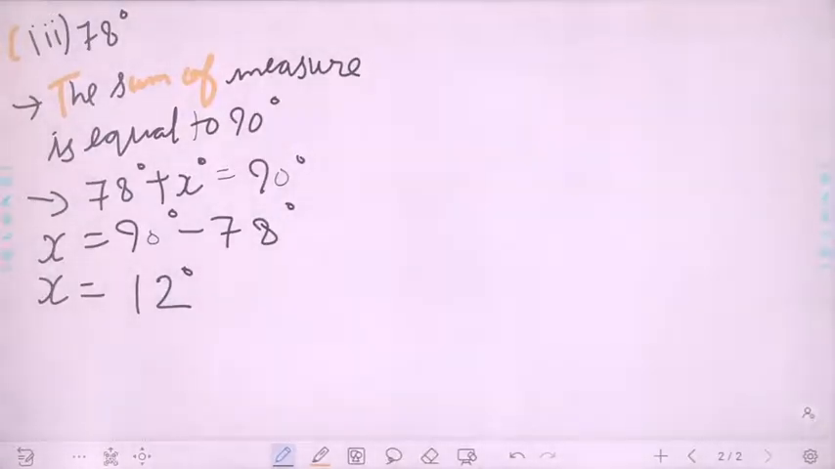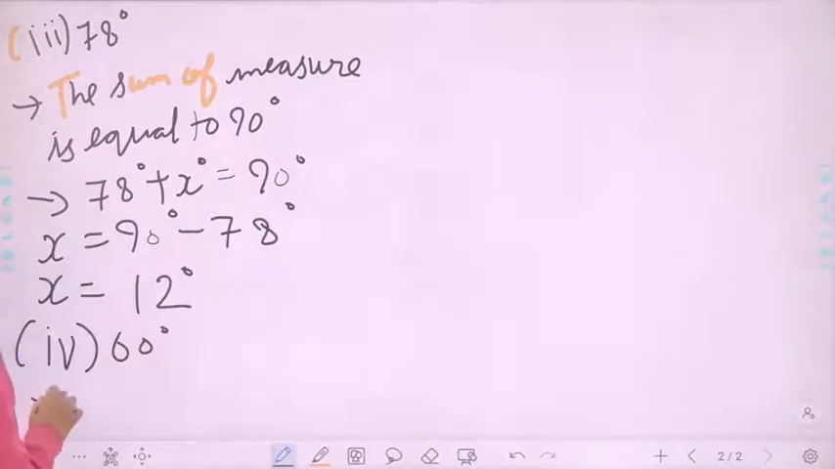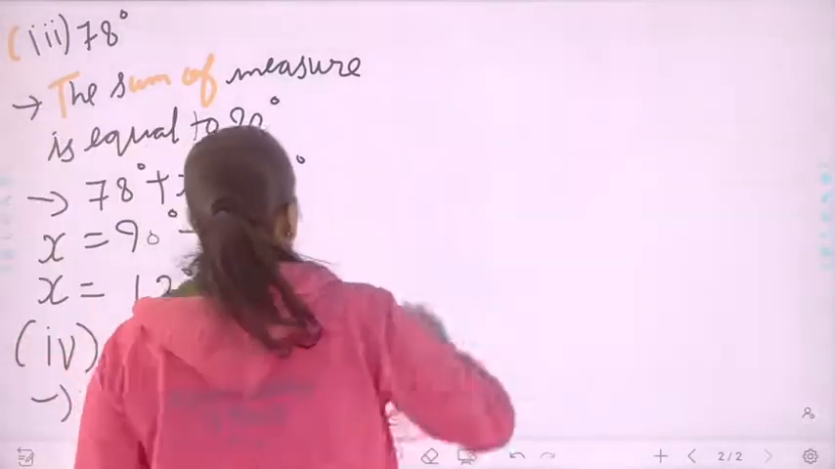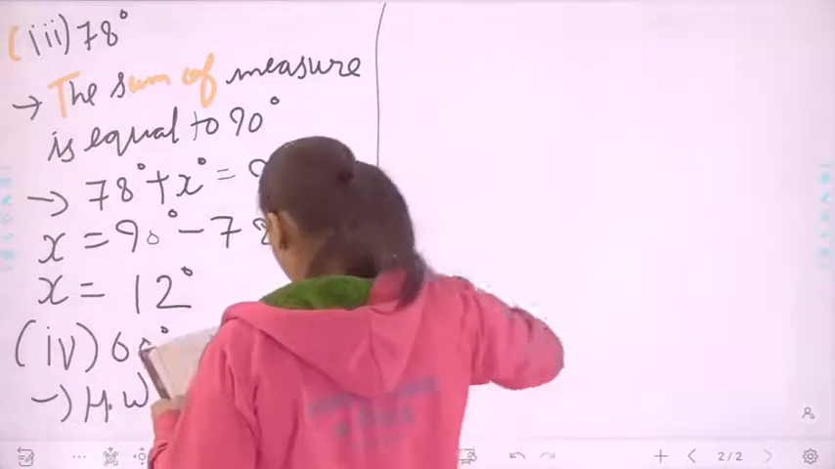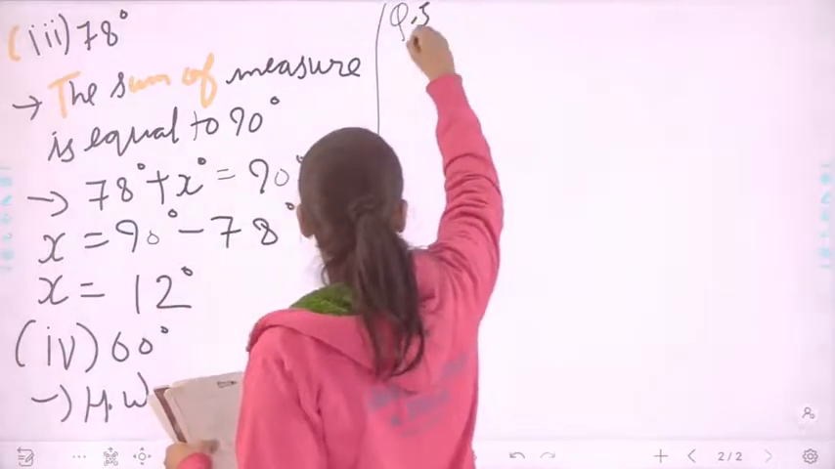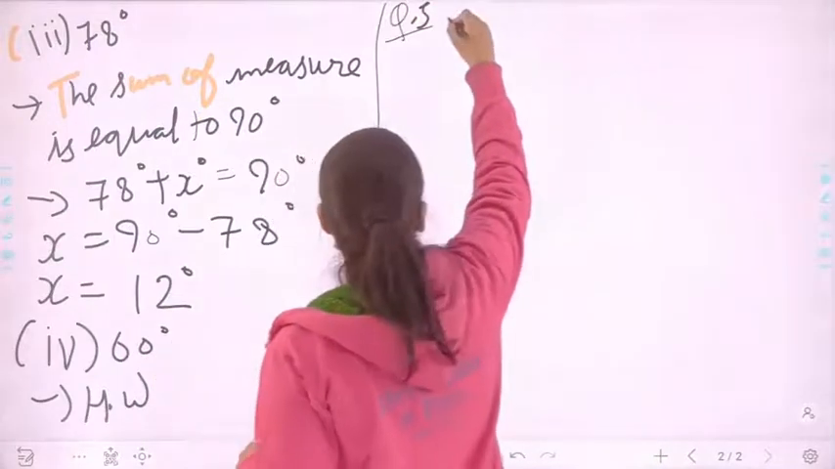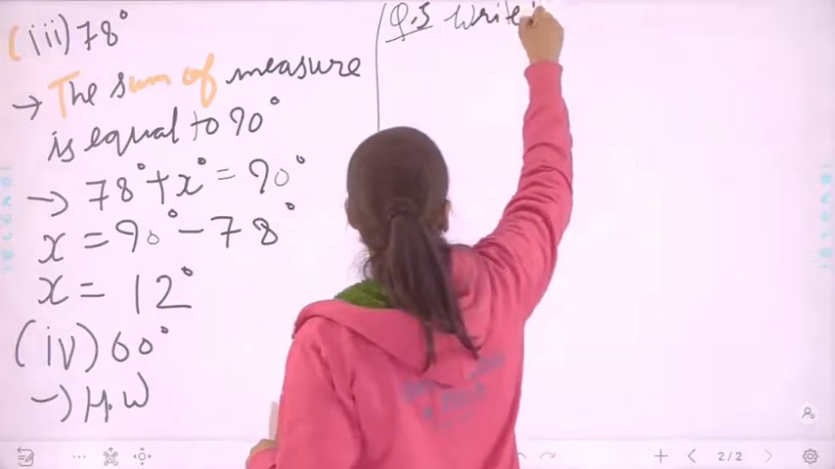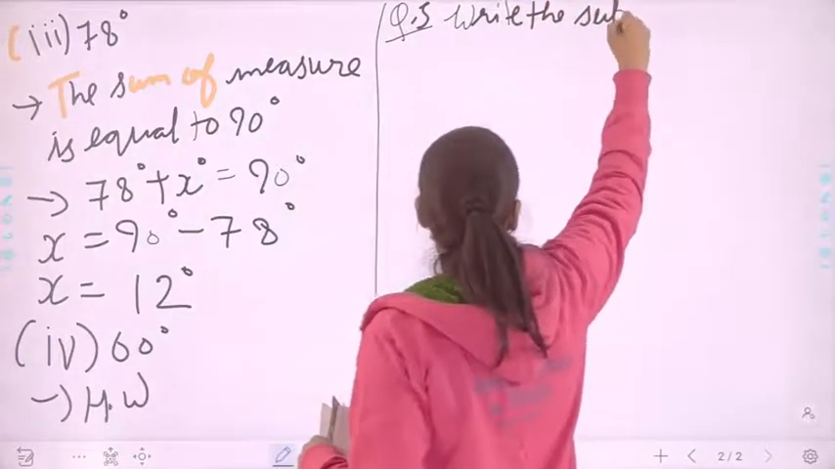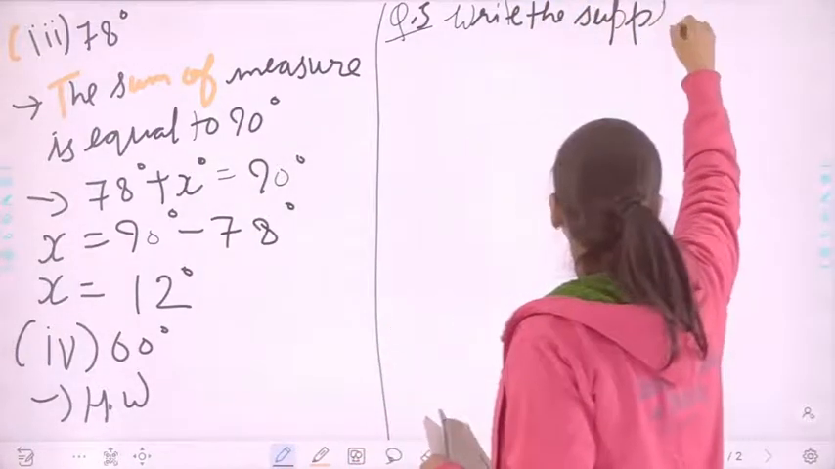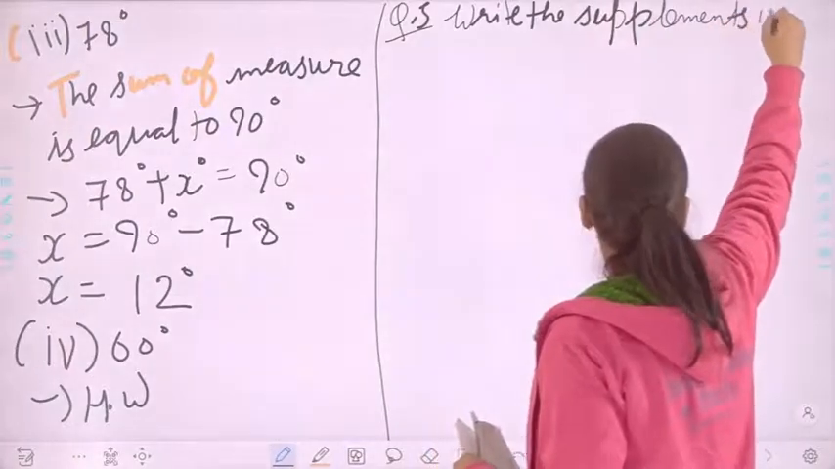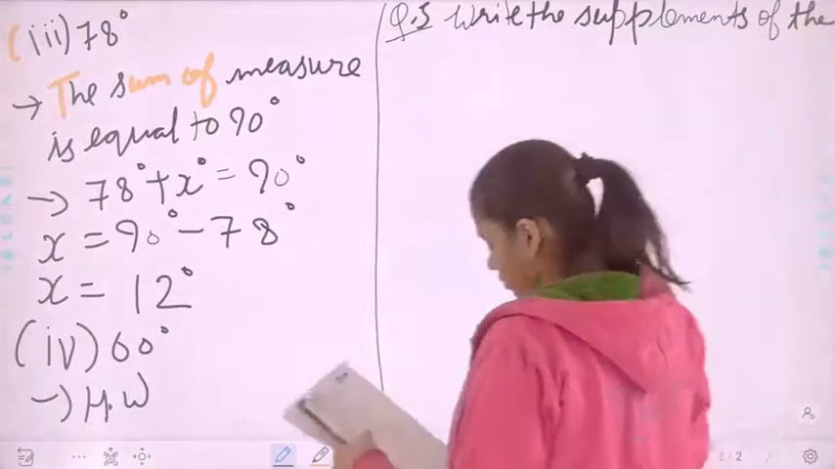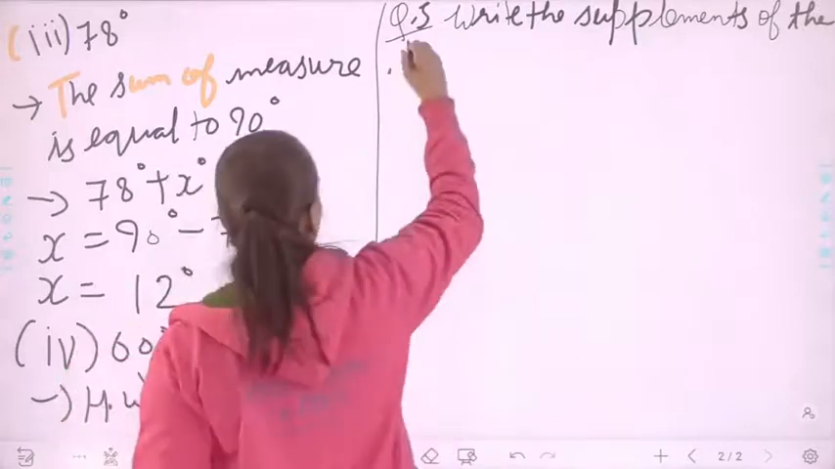is your homework. That is fourth part, that is 60 degree homework. Now again you have to leave one line and move to the question number 5. Write the supplements of the following angles.